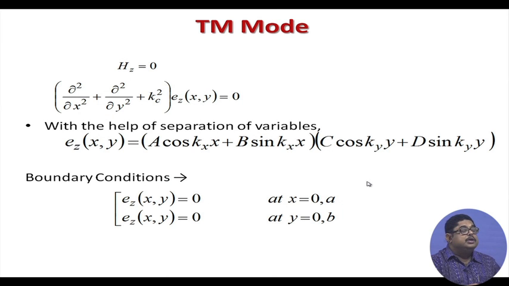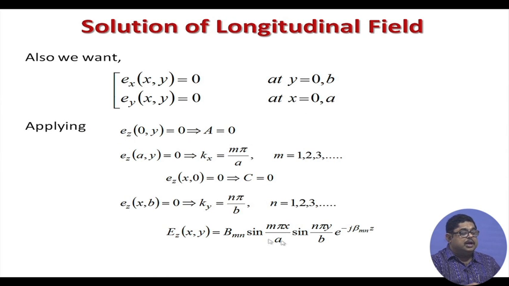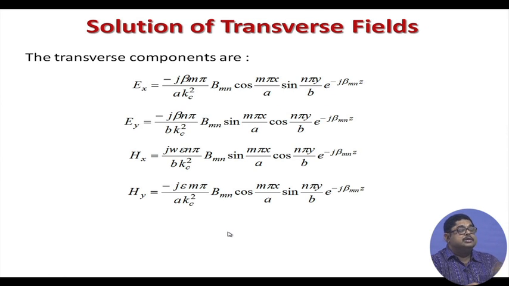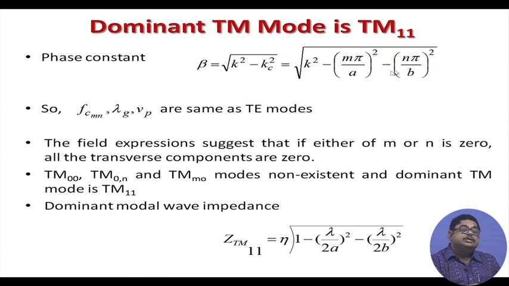Now, similarly we will quickly see the TM mode, where Hz is equal to 0. Here the Helmholtz equation will be in terms of the longitudinal E field, Ez, again with separation of variables. Again the boundary condition is that the tangential component of the electric field in the side wall and in the top and bottom wall is Ez. You force that and you get those values, and again those kx and ky are some discrete values. So, once you determine Ez, you can write the transverse components Ex, Ey, Hx, Hy, with the same phase constant expression.